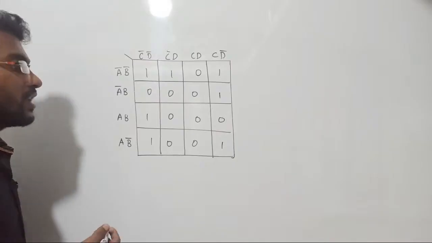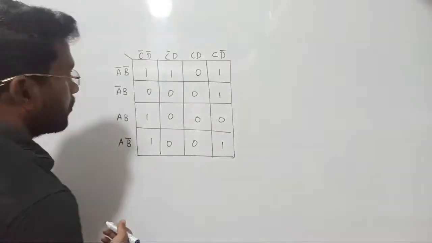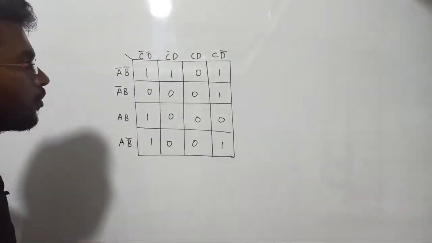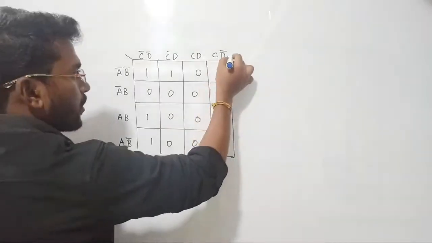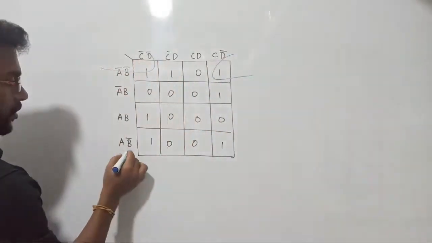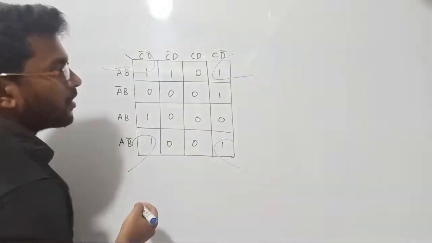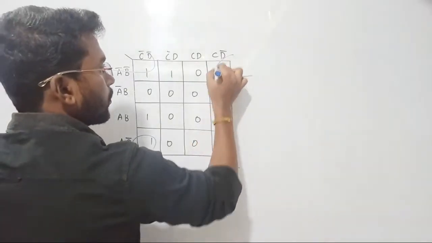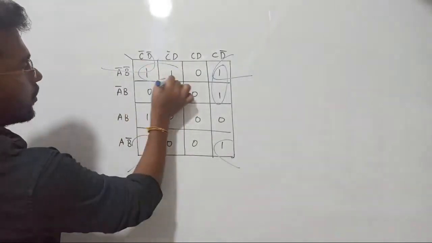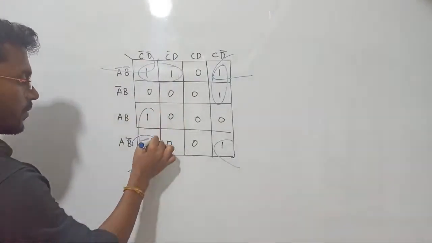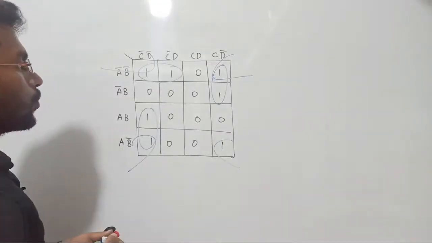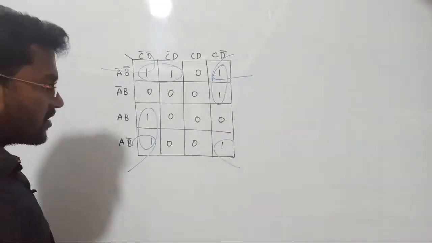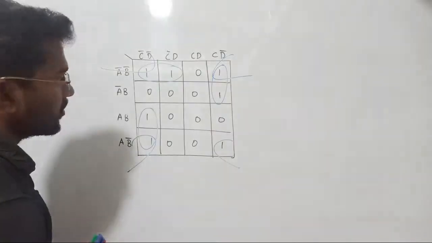First, let's start the grouping. Let's start the grouping from maximum possibility. Is a group of 4 possible? Yes. Where? This one, this one, this one, this one are going to be grouped together. Next, these two can be grouped together, these two can be grouped together, these two can be grouped together. Now tell me how many essential prime implicants are there in the given system.